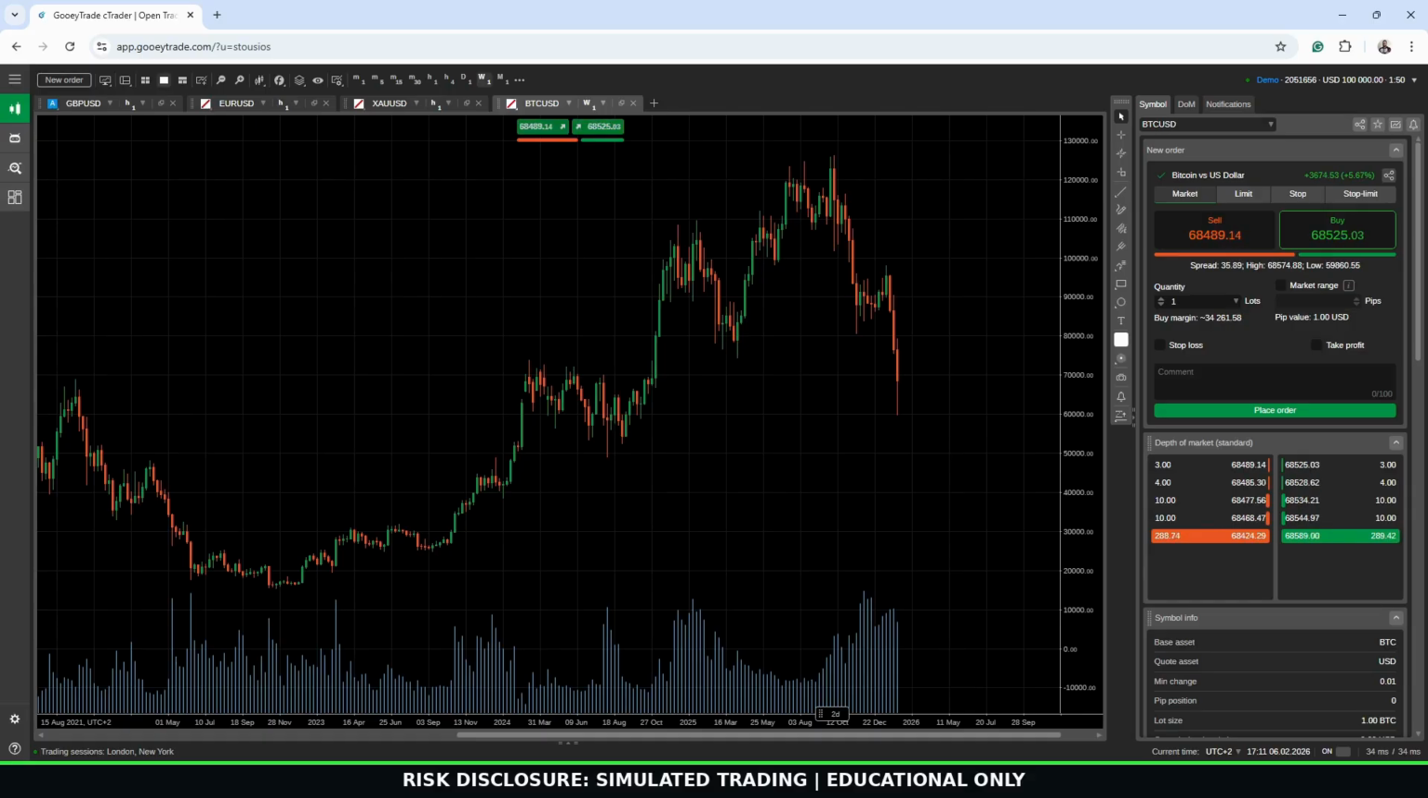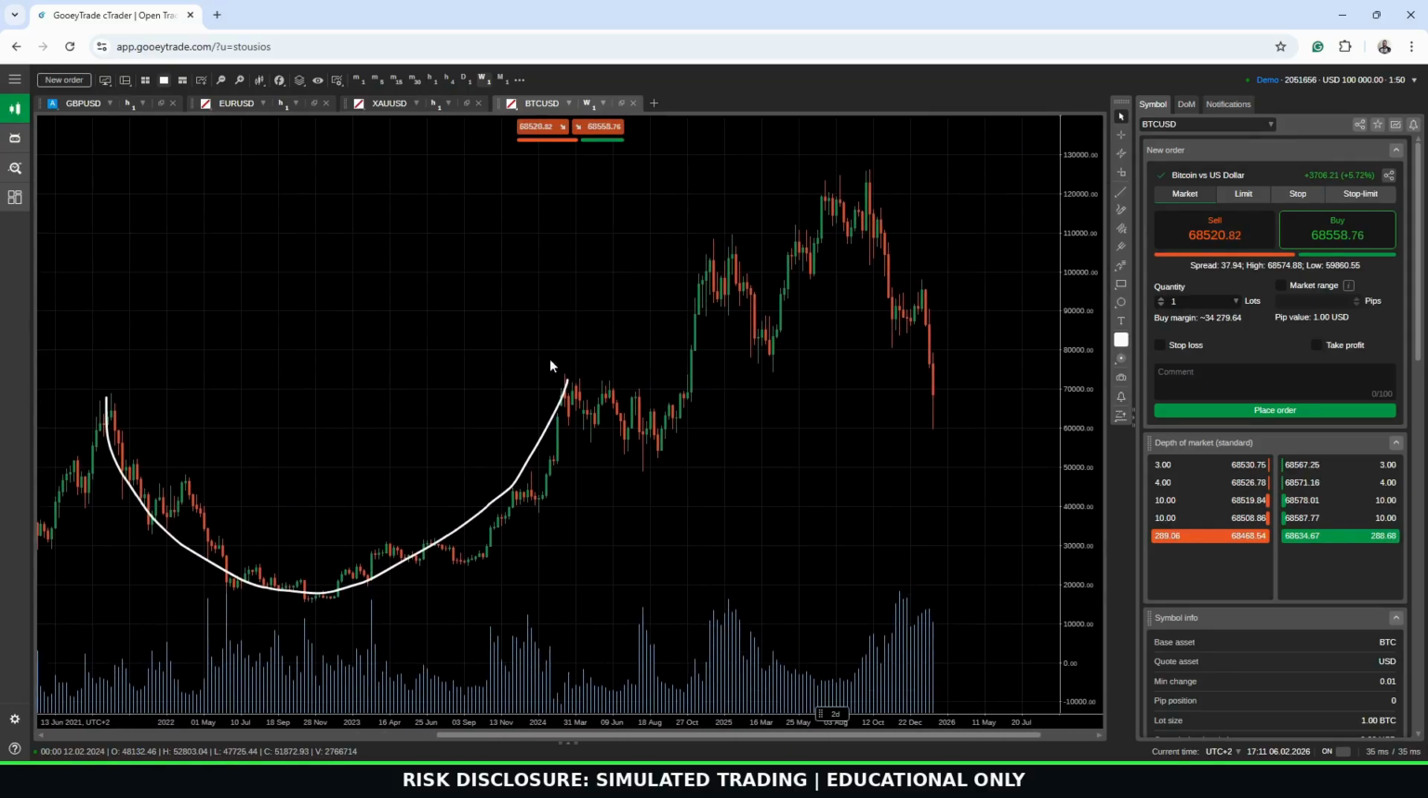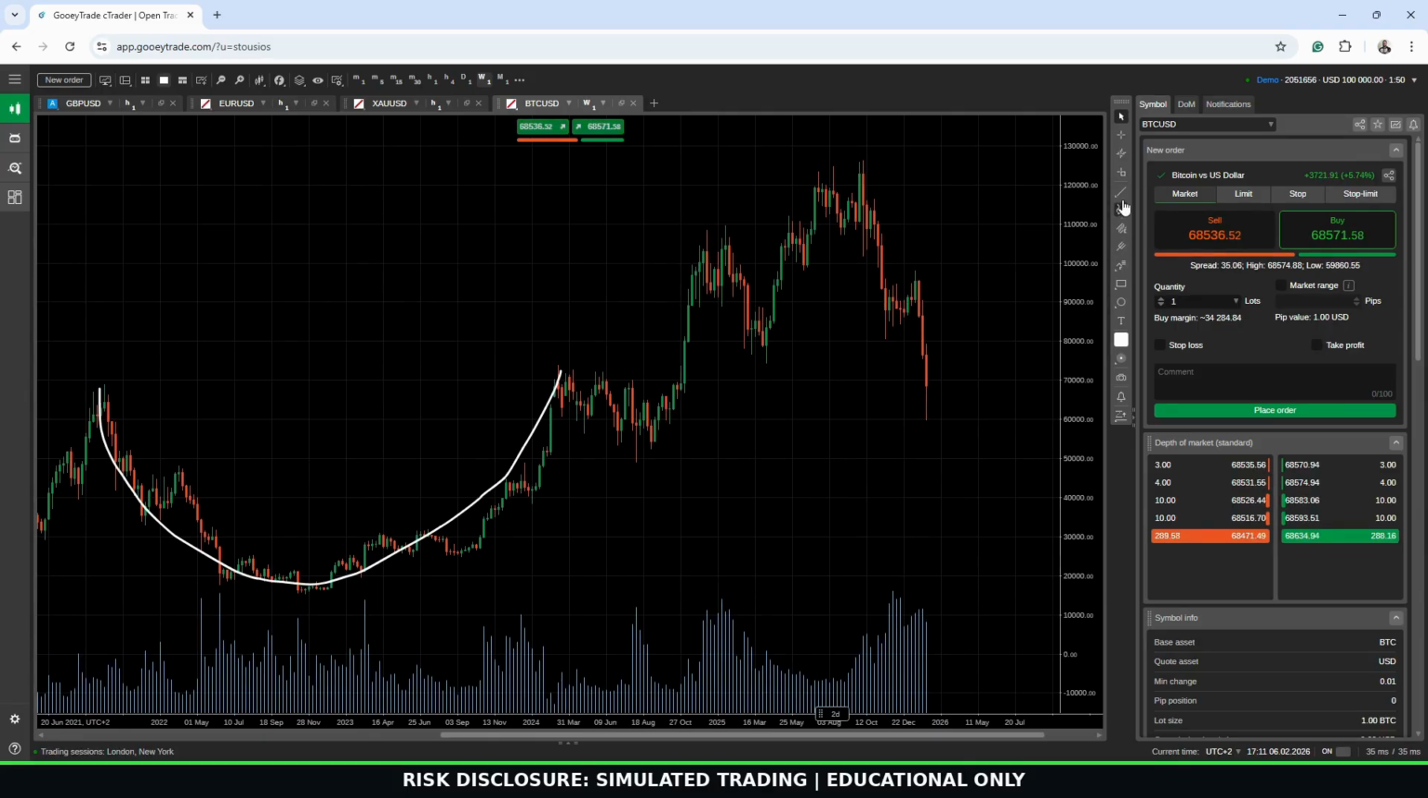First, let's address the crash. Technically, it was inevitable. Look at this structure. From a carbon handle that I could draw, that would be the cup, and that would be the handle. We've completed pretty much the measured move projection, the distance from the bottom of the cup to the lip of the cup. We completed that up here, okay?